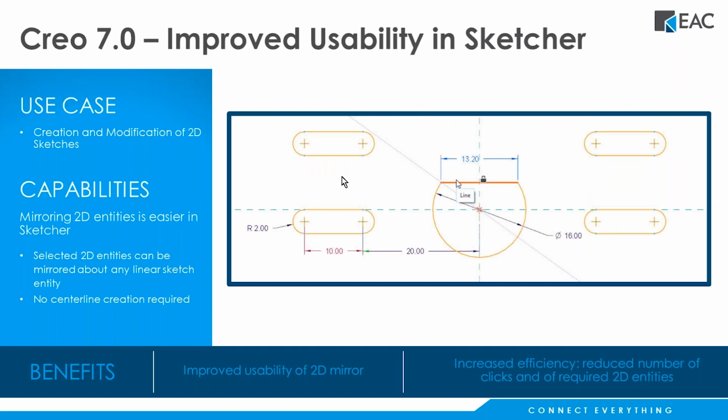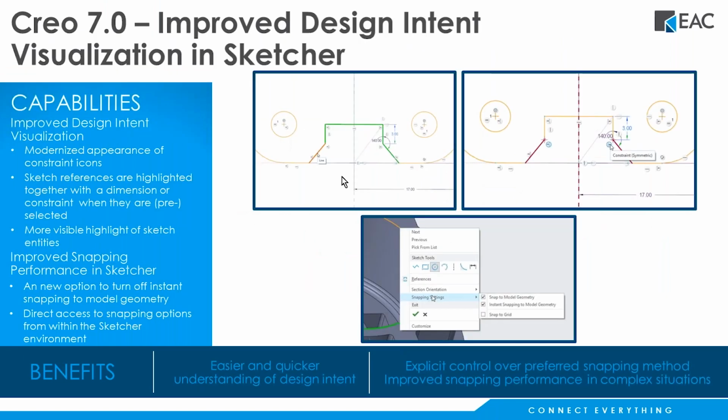Some things have changed in the sketcher. One of the things that we can do is mirror entities about linear entities and not just a center line. Also, some things have changed as far as intent in our sketch. We mirror something, we have two things of equal radii or something like that. And now when we pick on the constraint icons, that will highlight the geometry.